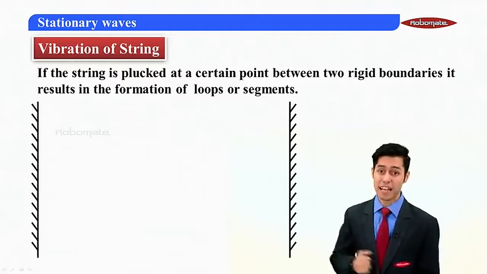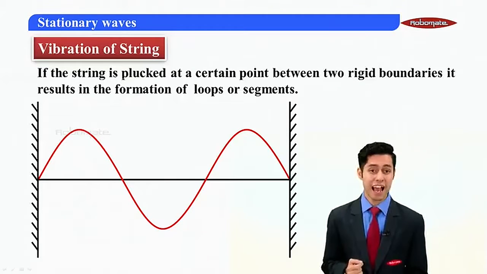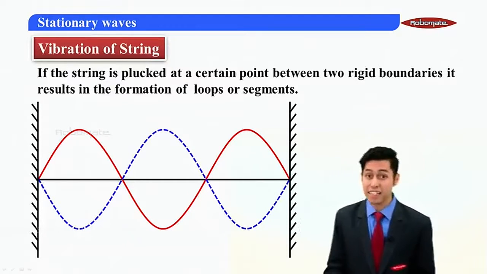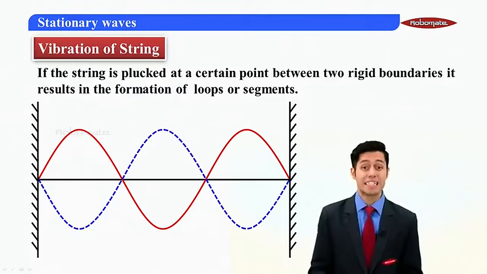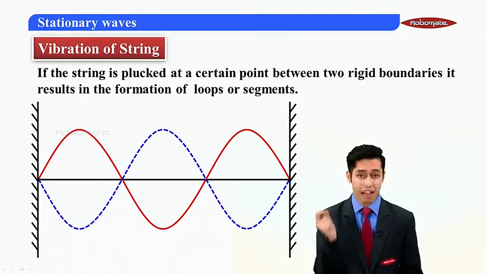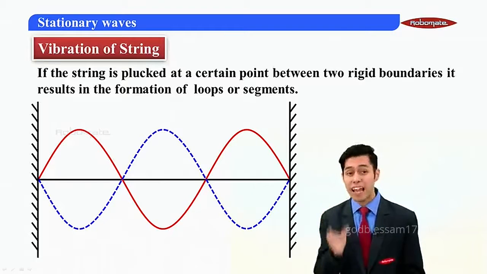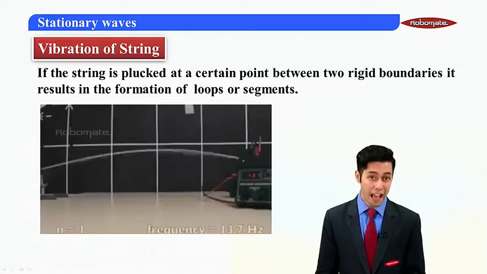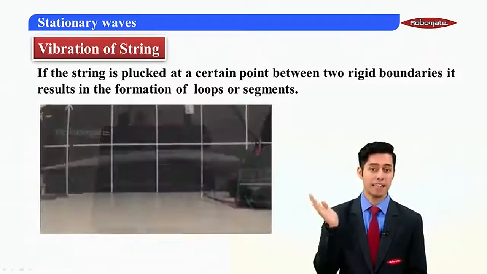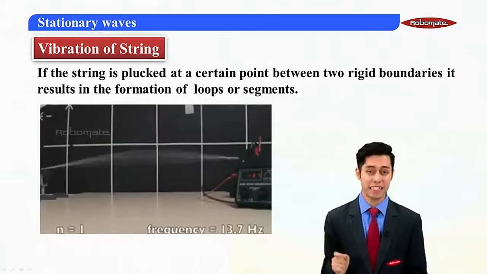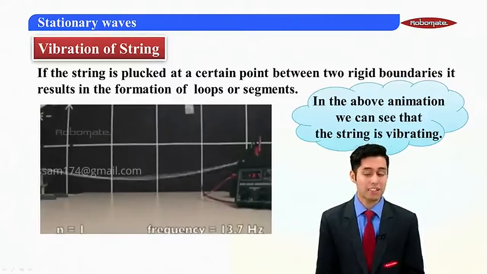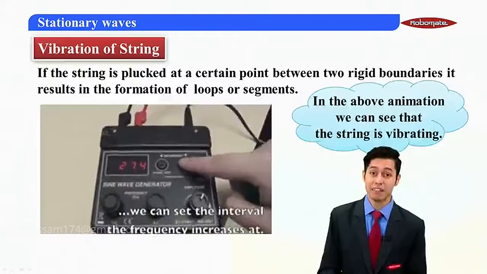segments. As you can see in the animation, the wave is coming and striking the rigid boundary and then reversing back. This results, as we all know, in the formation of a stationary wave, and there is a formation of loops or segments. So this is what happens if we pluck a string at a certain point between any 2 fixed rigid boundaries. And as this animation shows, we can see that the string is vibrating up and down. With the help of that digital meter, we can see we have set the string in vibration and the string is vibrating. So we know that the string is vibrating with a certain given mode.